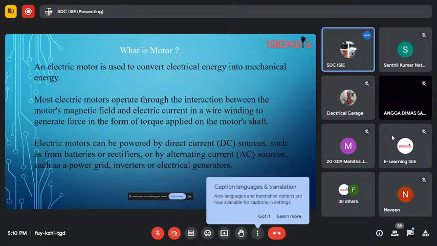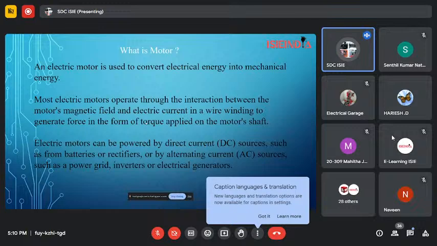It's done by a motor. As we are using an internal combustion engine in petrol vehicles, or fuel vehicles, diesel or petrol vehicles. What that internal combustion engine is doing is converting chemical energy from the petrol or diesel, whatever fuel we are using, into mechanical energy. And that mechanical energy is transmitted through the transmission to the wheels, and then we are able to move our vehicle forward.